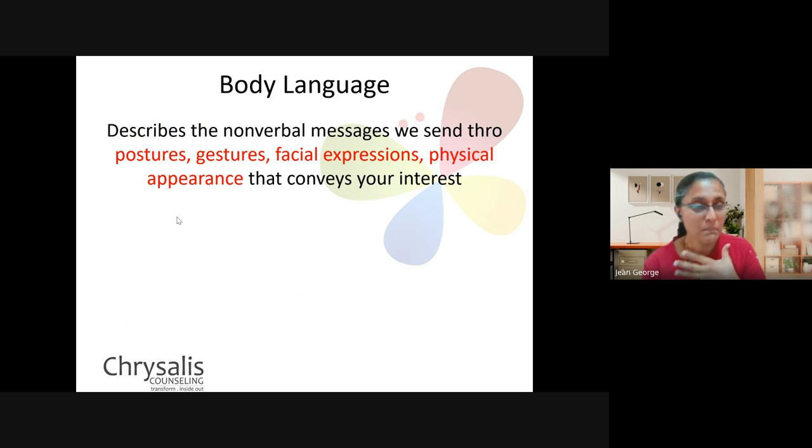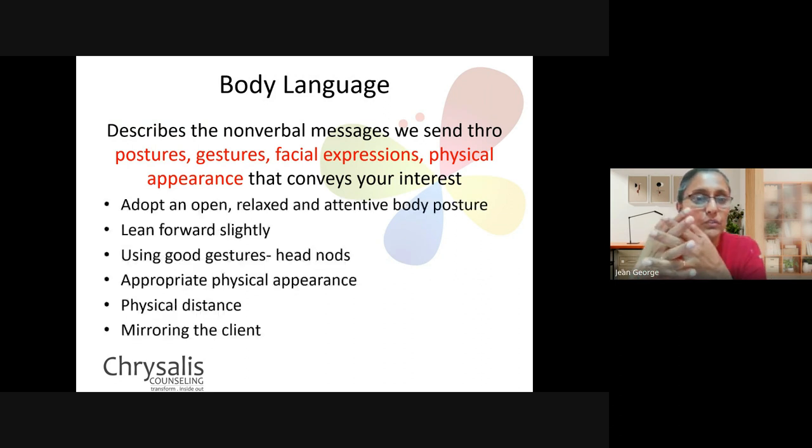Now, your body position should be able to convey to your counselee that you are interested and that you are involved. So positive body language is demonstrated maybe by a relaxed posture, a steady eye contact, nods of the head, and an occasional smile or some kind of a happy experience. So this is what you would look for. So you adopt an open, attentive body posture, lean forward slightly, use good gestures, head nods, appropriate physical appearance.